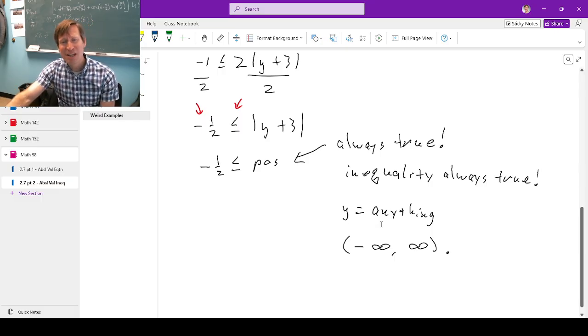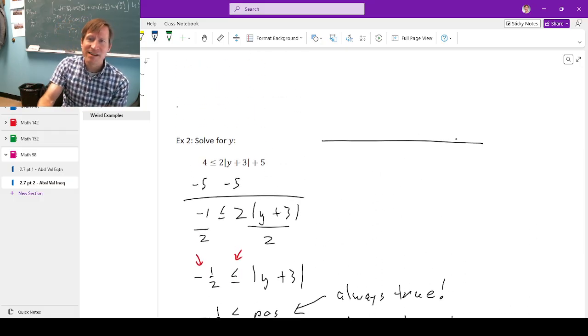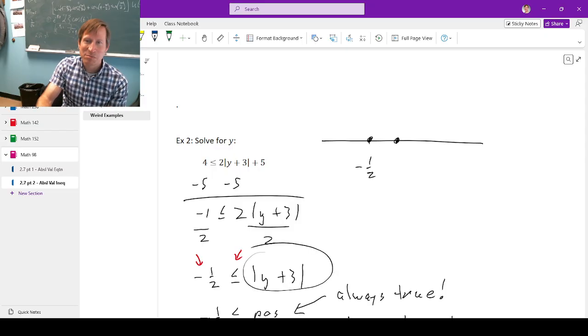Now you might be nervous, you might think that this is a lot to remember, but you don't have to memorize this stuff, right? Just picture a number line. Like here we had minus 1/2. Picture the number line with our minus 1/2 on there, and this absolute value is going to be positive stuff over here, and just ask yourself, when is this true or is this false?